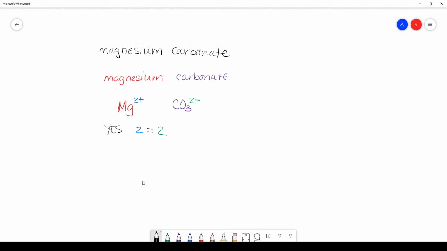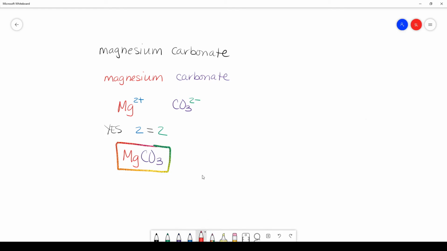And when we have that situation, we don't swap out the charges. In other words, because 2+ plus 2- equals 0, we just combine these 1 to 1. And what that means is we just write down the formulas without the charges. So we write down Mg CO3. So this is the correct formula.